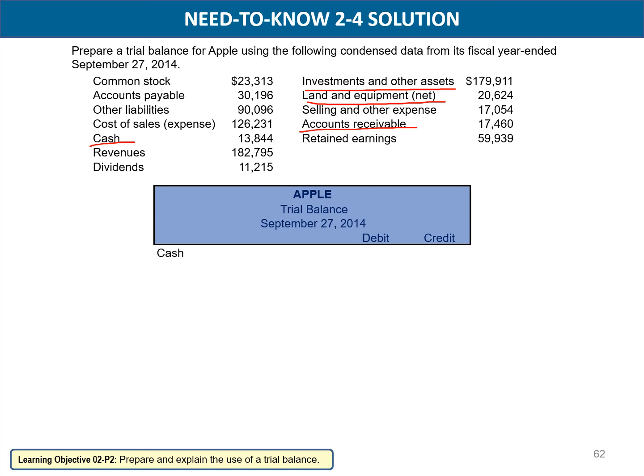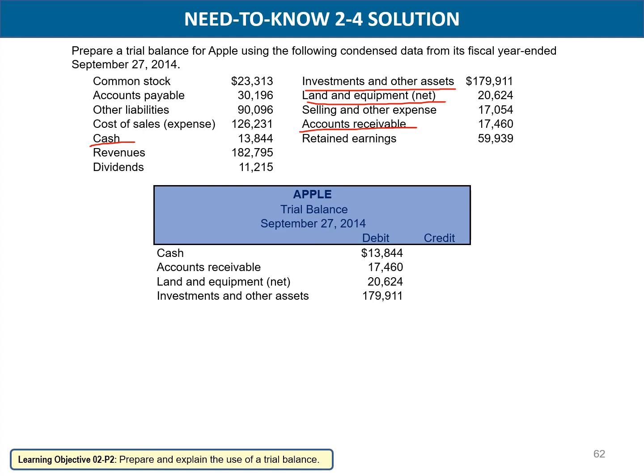So we'll pull our cash down, and cash has a normal balance of a debit or a credit? Debit, right? It's an asset. So it belongs in the column on the left. Then we have accounts receivable for $17,460, land for $20, and then investment and other assets for $179, right?